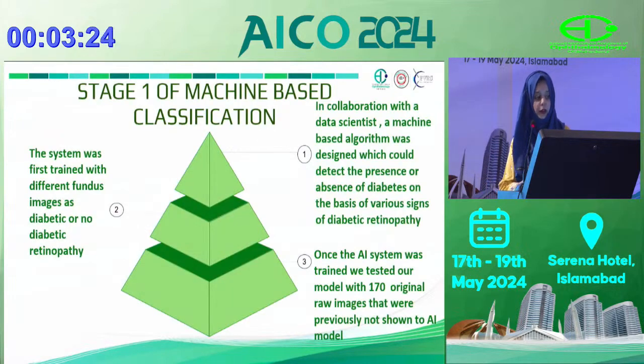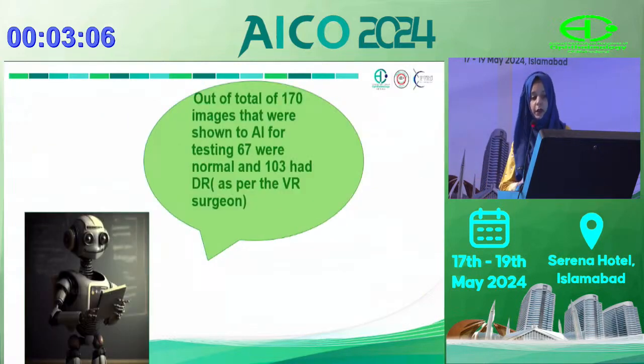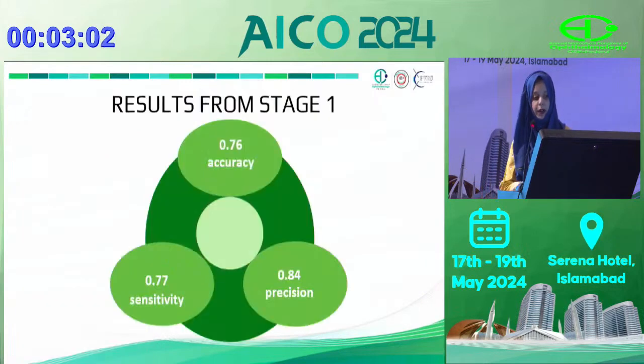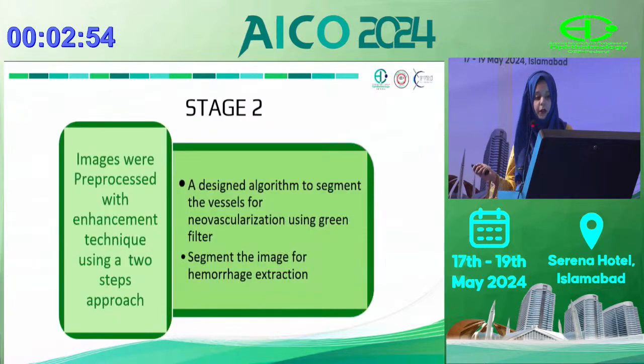In the first stage of our study, the system was trained with different fundus images as having diabetic retinopathy or no diabetic retinopathy. Once we thought that our AI system was trained, we tested our model with 170 original raw images. Out of these 170 images, 67 were normal and 103 had diabetic retinopathy. Results from stage 1 showed an accuracy of 0.76, a sensitivity of 0.77, and a precision of 0.84.